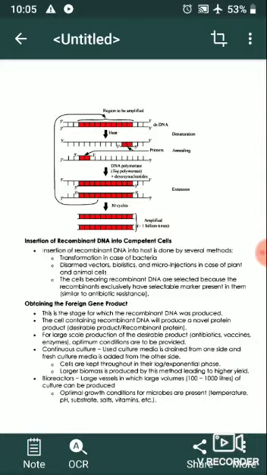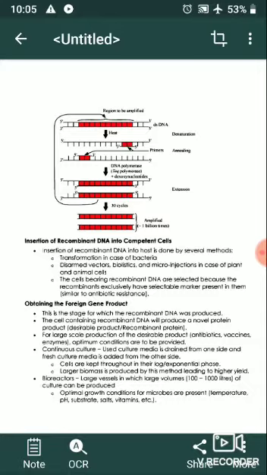For large scale production of the desirable product, such as antibiotic, vaccine, enzymes, etc., optimum conditions are to be provided. In continuous culture, culture media is drained from one side and fresh culture media is added from the other side. Cells are kept throughout in their exponential phase. Larger biomass is produced by this method, leading to higher yield.